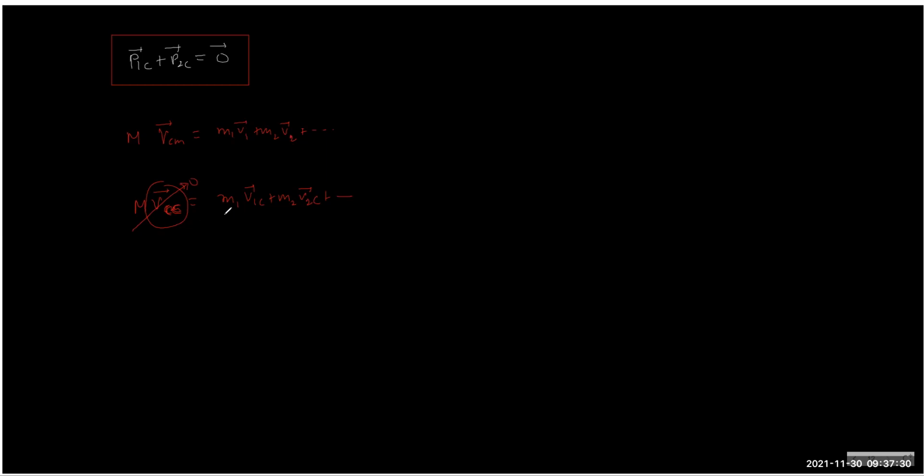Which simply means that if you have any number of particles, then if you add their momentum in the CM frame, it will always turn out to be 0. So this is what we discussed in the very beginning. Now, for two particles, we have just proved it again. So P1C plus P2C is 0, and therefore P1C is minus P2C. If I take the mod of both sides, I can say that numerically they are equal.